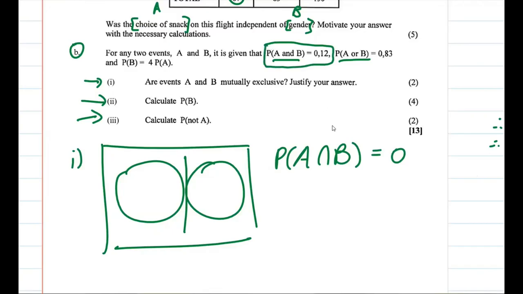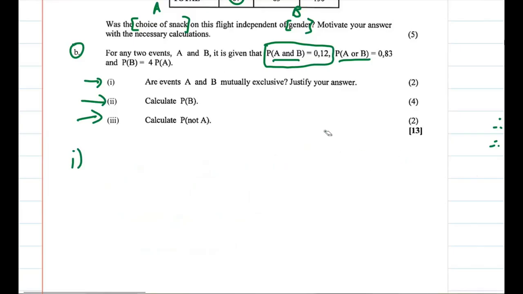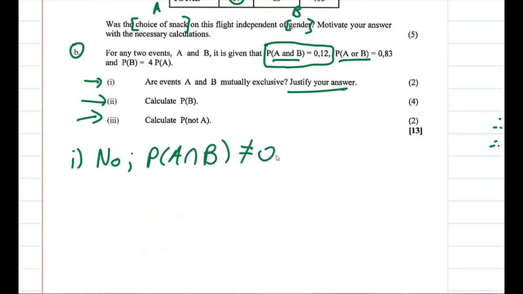What is it equal to? So it's equal to 0.12, which means that it is not 0. So which already indicates what? That it's not inclusive. Yes, so we can say no, but what would be our reason? Because it does not equal 0. The probability is not equal to 0. Perfect. Great. 2 marks. 1, 2. Now, the next, they say calculate the probability of B.